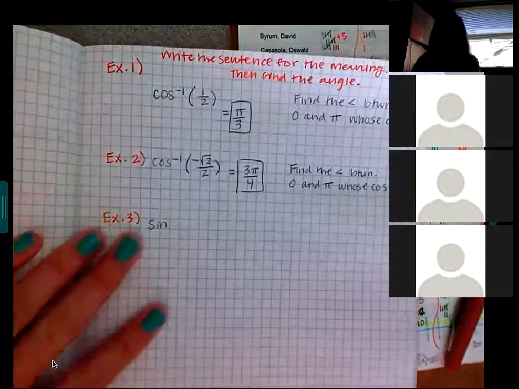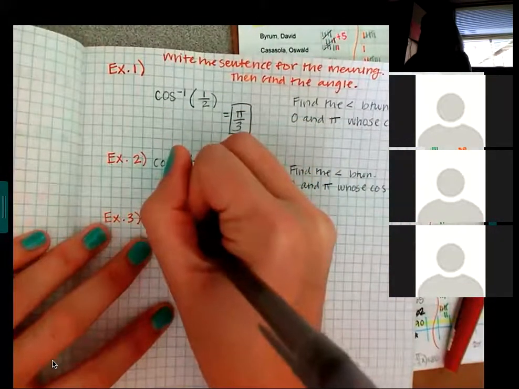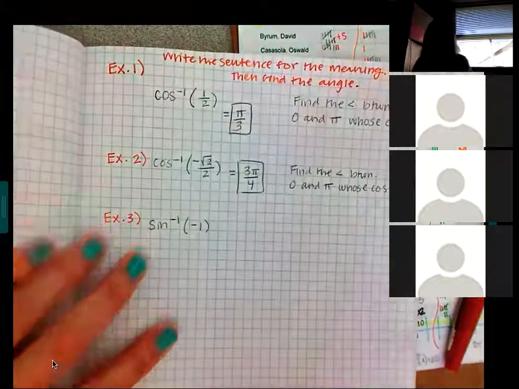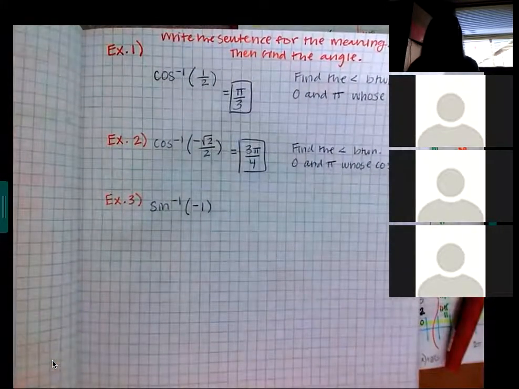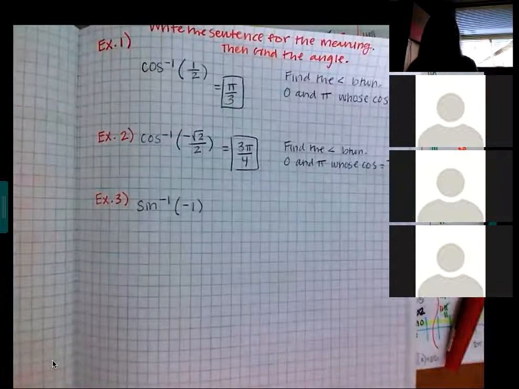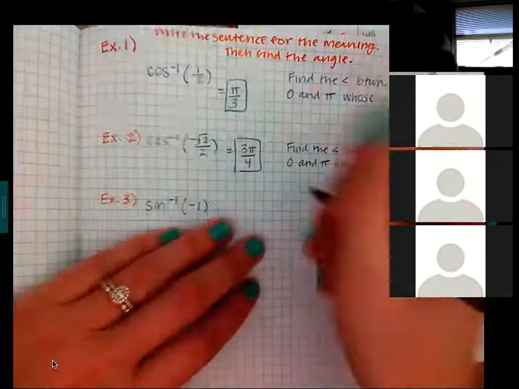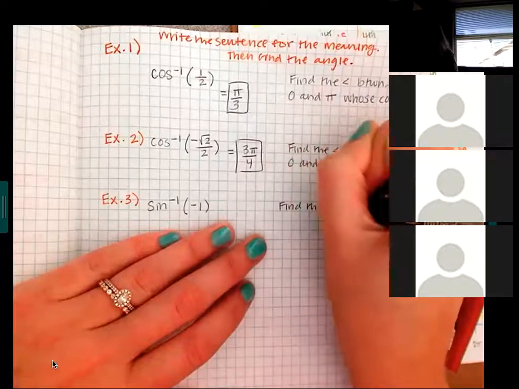All right, let's do a sine one. Why not? We already did that, so let's do this. Sine inverse of -1. So let's write our sentence first. What am I looking for? The angle between what for this one?